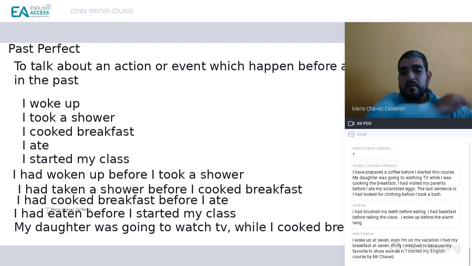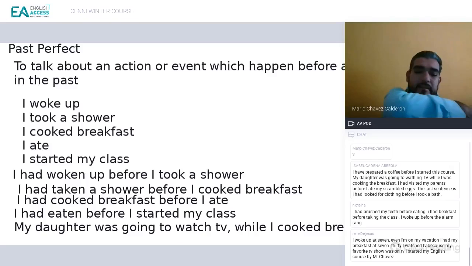That's how it should be, okay? Because one is the background situation and the other one is the event. So if the background situation is your daughter was going to, then that one goes in past continuous, and the other one goes in simple past. Both of them cannot be background situation. One needs to be the background and the other one the event that happened.